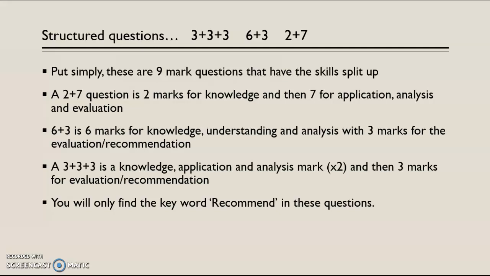So a 2 plus 7 question is 2 marks for knowledge and then 7 for application, analysis, and evaluation. Whereas 6 and 3 is the 6 marks for knowledge, understanding, and analysis, with the recommendation broken out separately as 3 marks. And the 333 is the knowledge and application and analysis mark twice, and then 3 marks for a recommendation. You will only find the keyword recommend in these types of question. So again, if you see that, you know that that's related to what has just come before it.